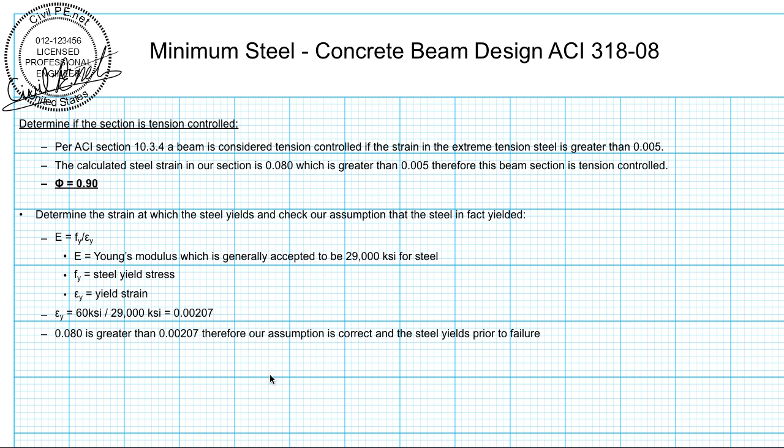Now, you'll be dealing with 60 ksi steel quite a bit, so it's a good idea to commit this number to memory so you don't have to do this calculation every single time: 0.00207. You can see up here that we already calculated the strain in our steel at 0.08. We know that this steel yields at a strain of 0.002. So our 0.08 is greater than this 0.005, which is greater than that 0.002, so we know automatically that our steel yields, and we don't need to go through this, but I go through this for illustrative purposes.